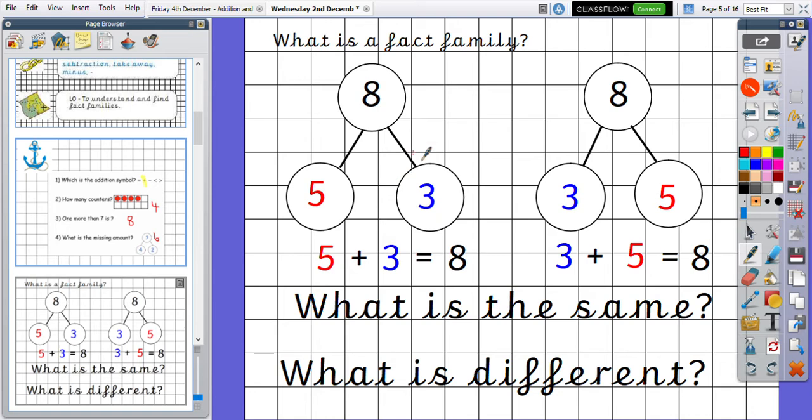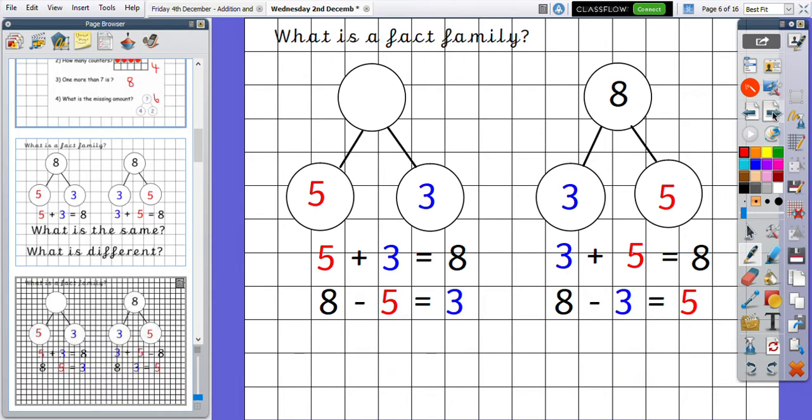Okay? And then on the other side, I've got the same numbers, but I've got them in a different way, haven't I? Because I haven't got 5 add 3, I've now got 3 add 5. But if you notice, it will give me the same answer, and that is because I am using my fact families. I can use them in different orders, but I'm using the same numbers. So like I have just said, what is the same about it? Well, we have the same numbers, but what is different about it? Well, they are in different orders.